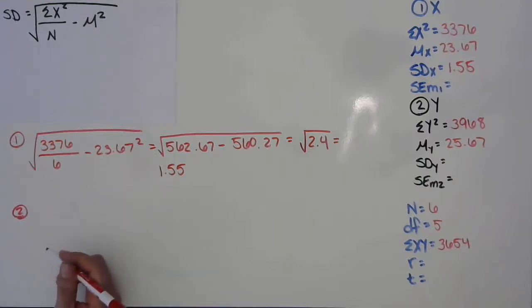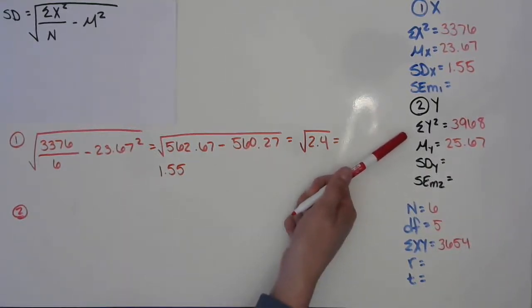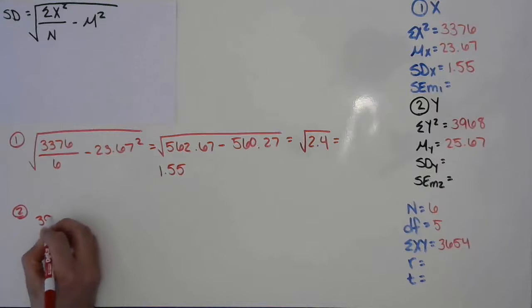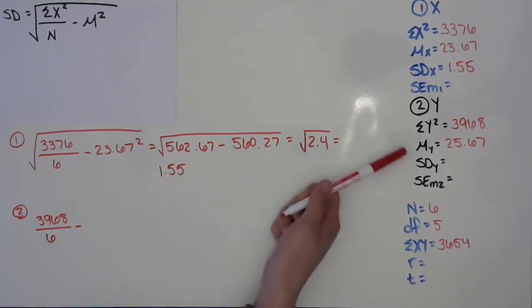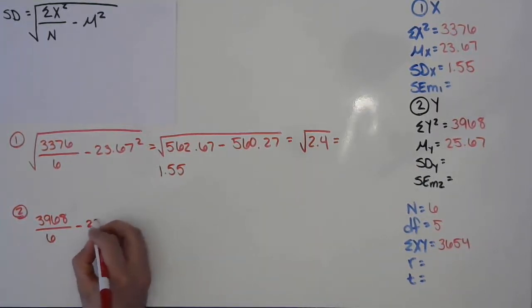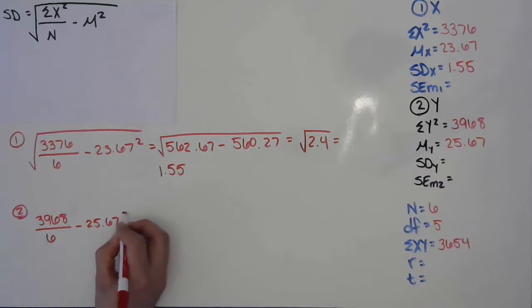So we're going to do the exact same thing with just different numbers. So start with this value here. We've got 3968 divided by our n value of 6. Subtract the mean over here of 25.67. That is squared. And square root all of that.